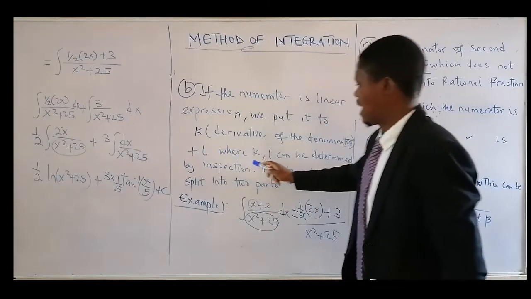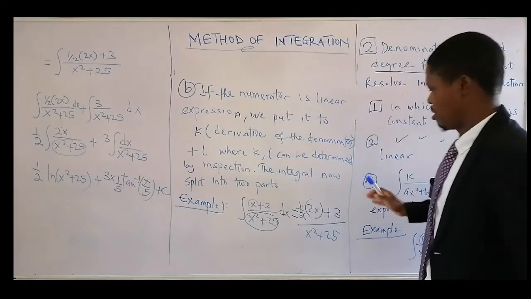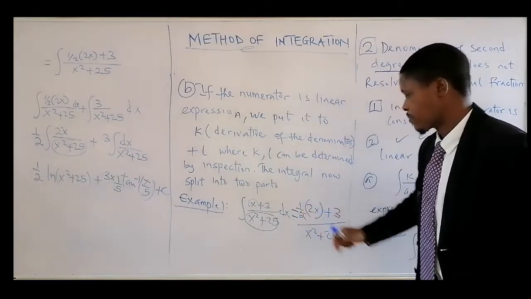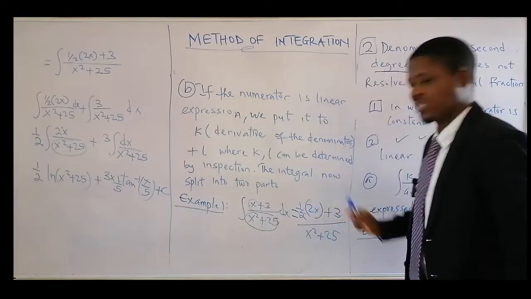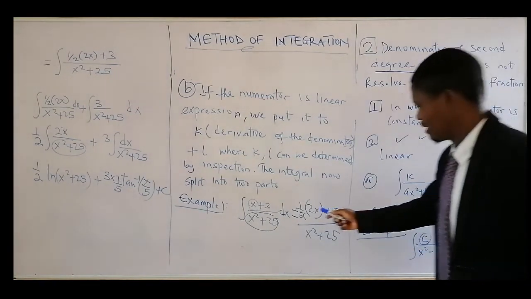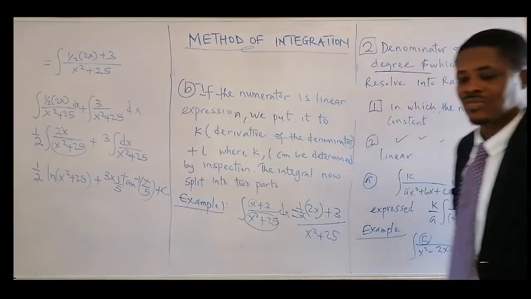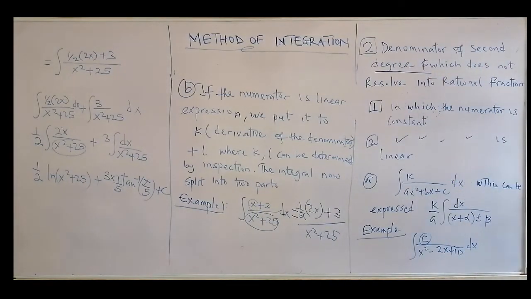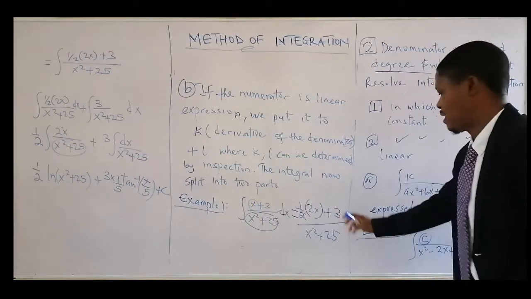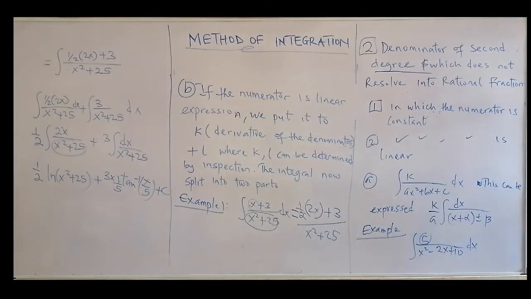Plus L, where K and L can be determined. So if you look at this one now, I don't know what my K will be, but I know the derivative is 2x. Put it there. So now we're thinking, what can I use to multiply this that will give me this first item? Okay, half is the best number. So times 1 over 2, that will give you your x back, and then plus 3. Then after that, you can now split the integration into 2 parts. Then go on with your integration. That's what we have done in that case.